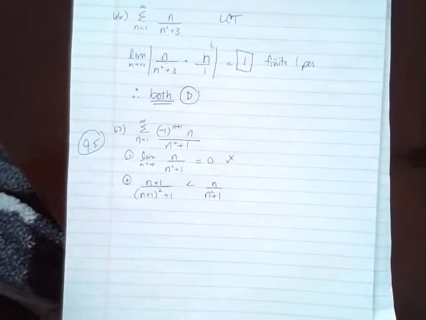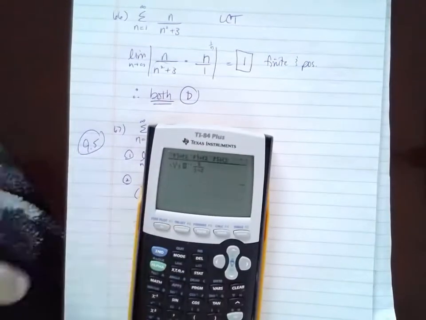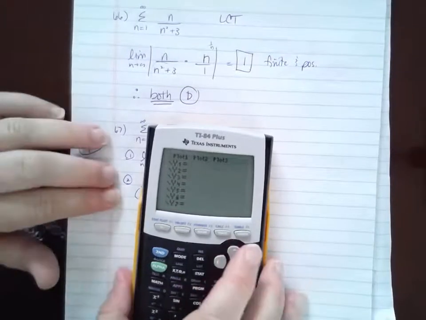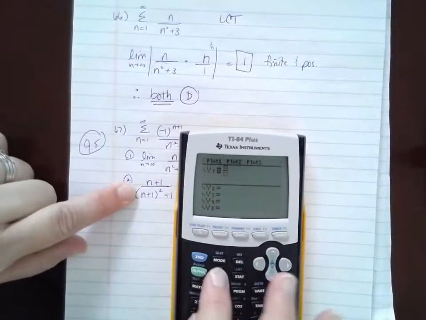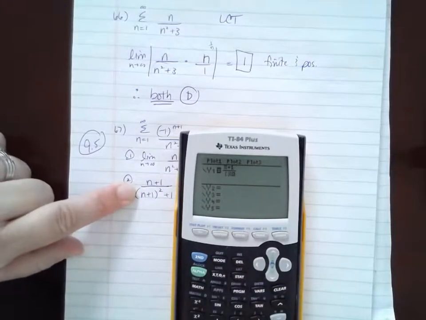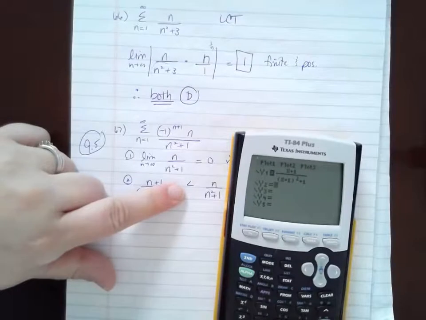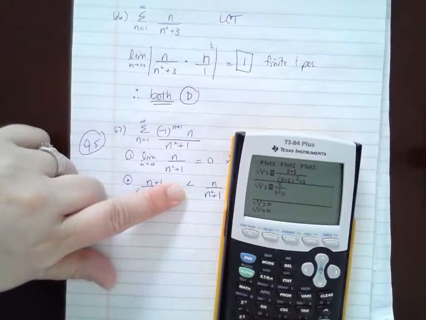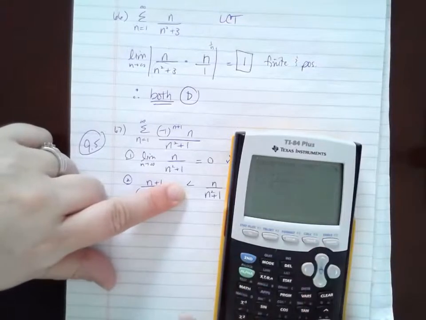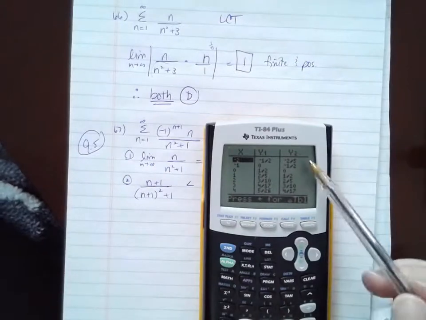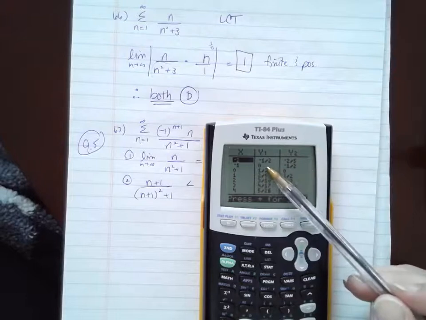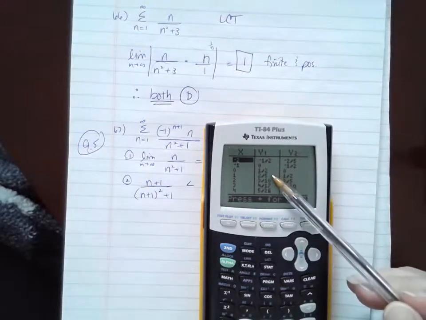So what I encourage people to do in this case is type into y1, the first one here, and then type in the second one. And then look at the table. Okay, if we're trying to prove that the left side is less than the right side, is that true for all the numbers from 1 on?